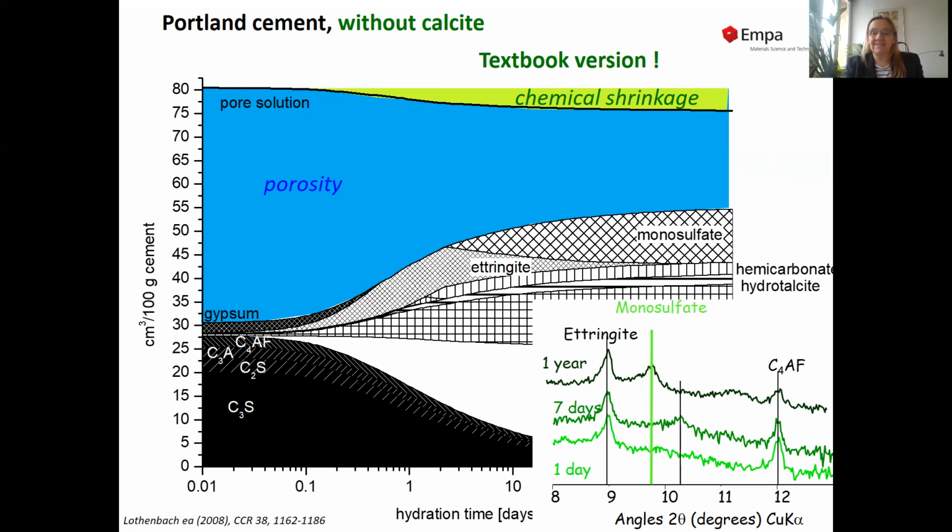This appearance, or this destabilization of ettringite to monosulfate, is also something you will find in most textbooks, because most of them have been written several years ago when the cements we used did not contain any limestone yet.